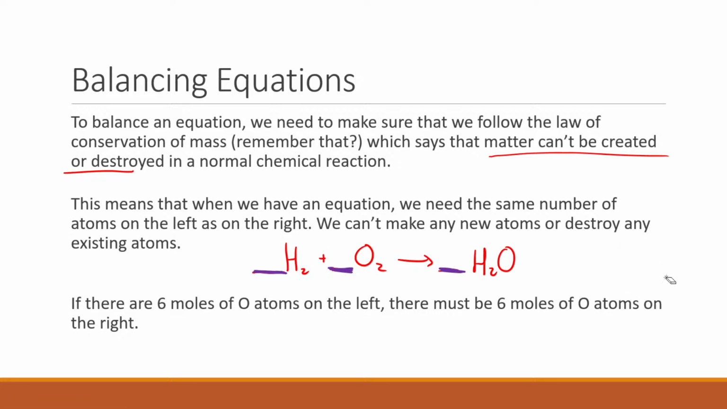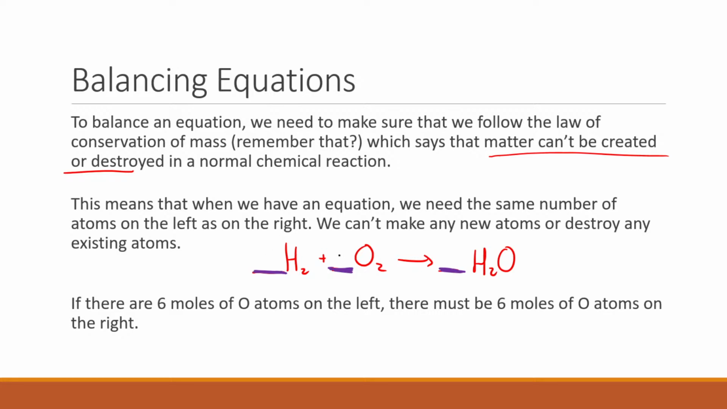The only thing that you can do is work to balance this equation by putting coefficients in front of each unique substance. That means things separated by a plus sign or things that come directly after an arrow or directly before an arrow. So I can put 3 numbers here.